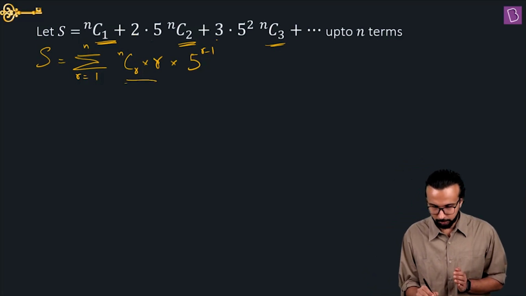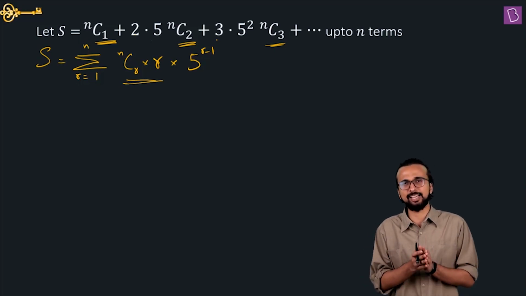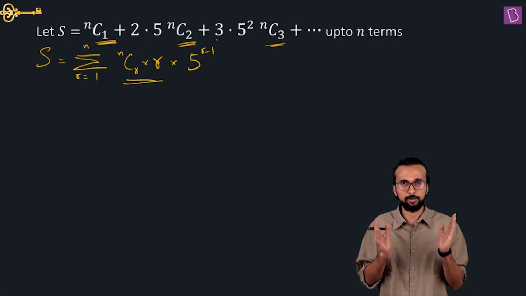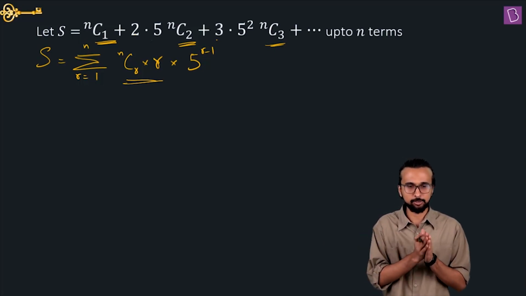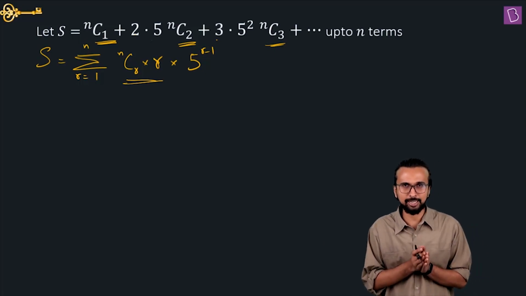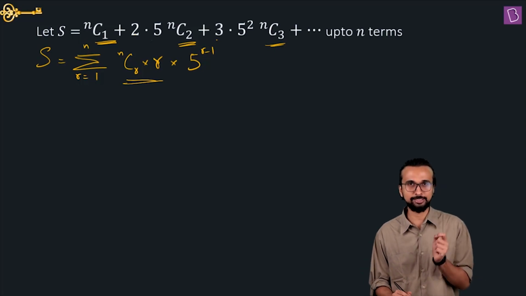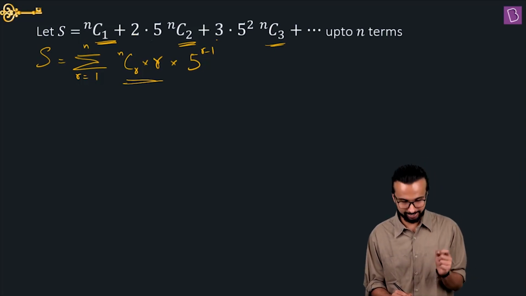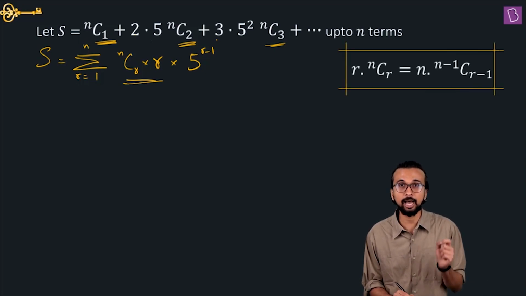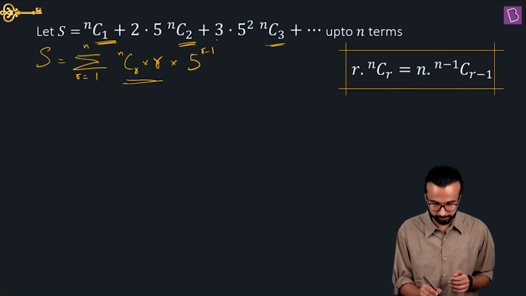Now this r into nCr, that r part is causing a problem. If it was just nCr into 5 power r minus 1, I can just expand it as a binomial expansion and then solve it. But then there's an r in between. I need to get rid of it. That is the one creating the issue here. Alright. So to get rid of r into nCr, what do I do? I'll write that as r into nCr equal to n into n minus 1 C r minus 1. Alright. So this is what I have here and that's what I'll substitute.